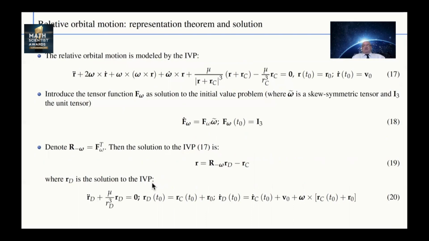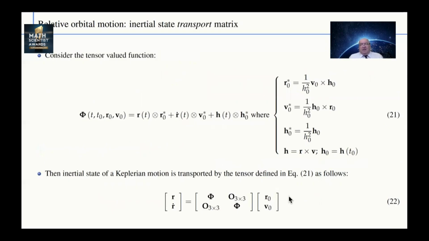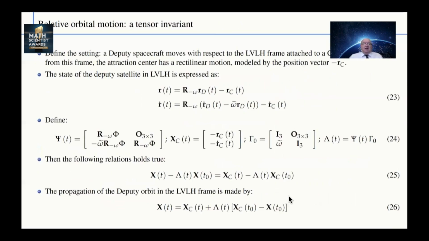Relative orbital motion, representation theorem. This is the initial value problem for relative orbital motion in local vertical, local horizontal reference frame. And this is the expression of closed form solution. R D is the solution of the classical Kepler problem. With this observation we obtain a tensor invariant expression for nonlinear relative orbital motion.